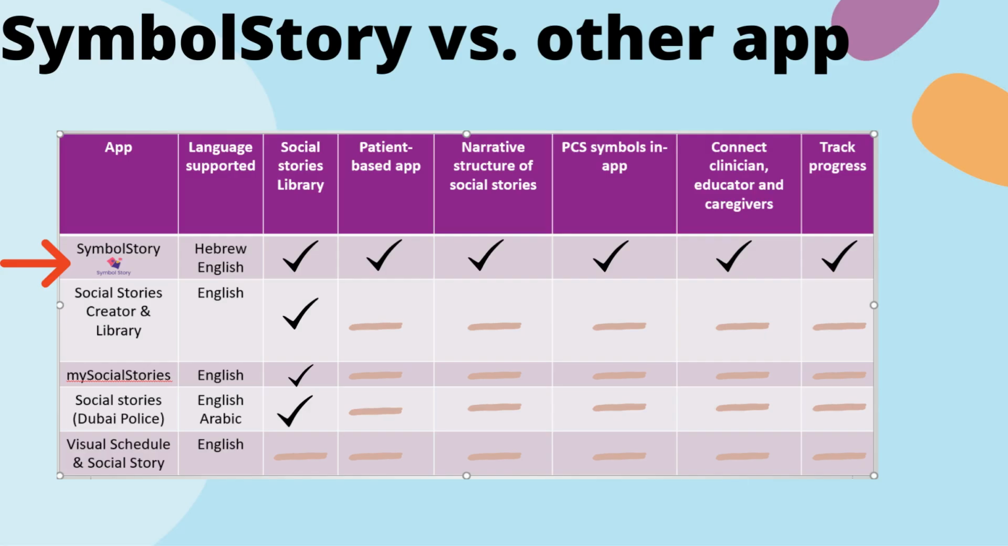SymbolStory supports English and Hebrew and has a vast social stories library. It is a patient-based app focused on providing the narrative structures of social stories and in-app PCS symbols. SymbolStory connects clinicians and educators with caregivers and allows the user to track progress for success.